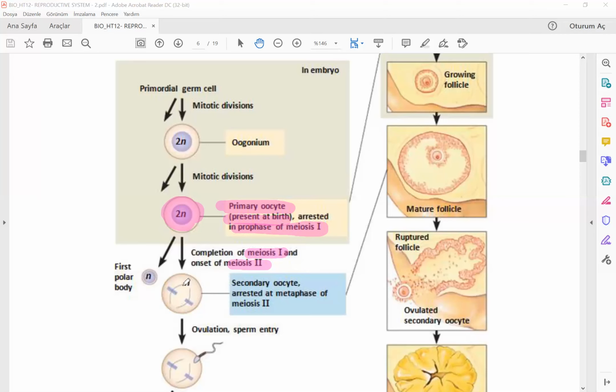Most of the cytoplasm remains in the secondary oocyte, but a little amount of cytoplasm goes to the first polar body. This first polar body will degenerate or disappear. There is no role for this first polar body. The secondary oocyte arrested at the metaphase of meiosis 2 will be ovulated.